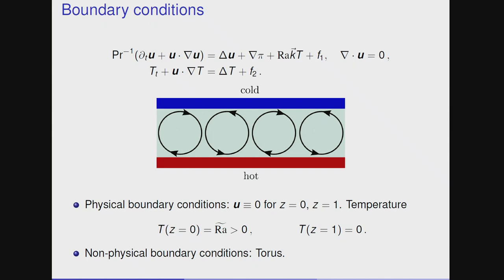Okay, so what we are going to assume for the boundary conditions is that there is a no-slip boundary condition on the top and on the bottom, and the temperature is bigger on the bottom than on the top. Okay, so by an easy transformation, we can assume that the temperature on the top is zero, and temperature on the bottom is positive. Then we can go to non-physical boundary conditions. It's a mathematically easier model that's going to be the torus, and I'm going to somehow wrap up the top and bottom boundary. In the horizontal direction, I'm always assuming periodic boundary conditions.